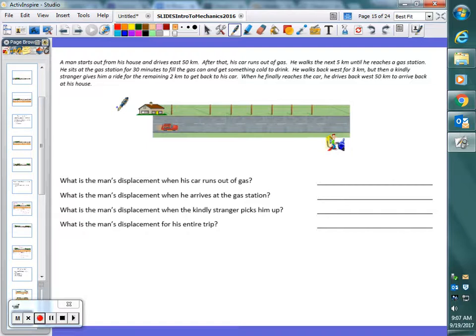Positive 52, okay? Even though he went back towards the way he came from, he's still on the positive side of where he started. Does that make sense? If we call east positive, he's still 52 kilometers to the east of where he started. So his displacement for the trip is positive 52.